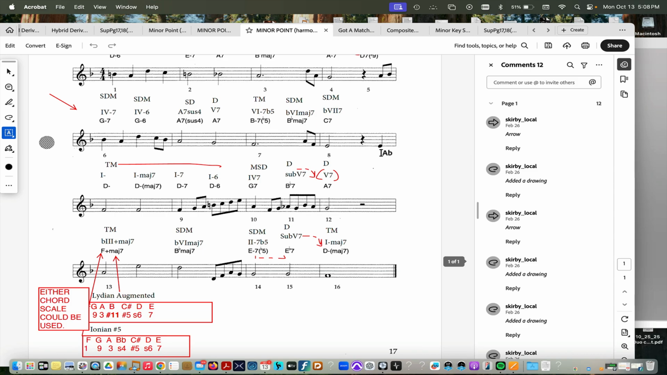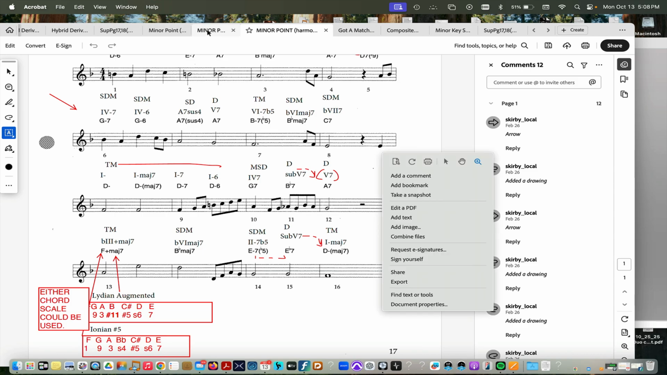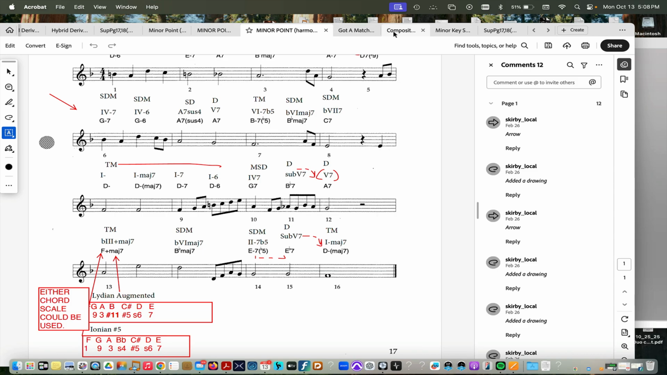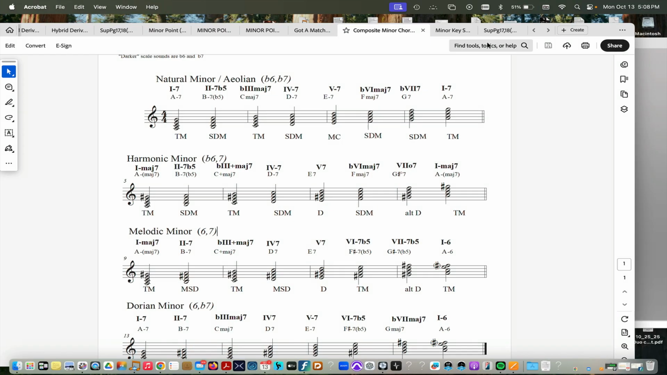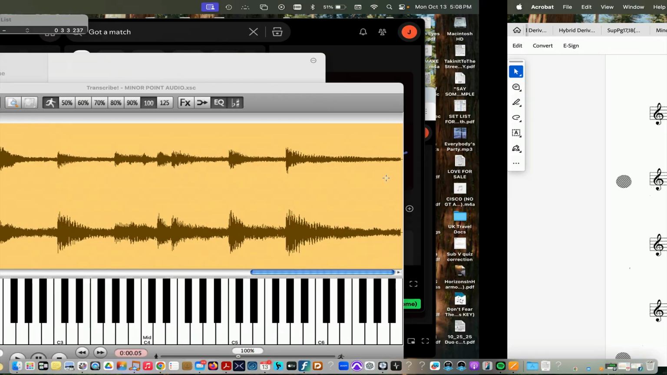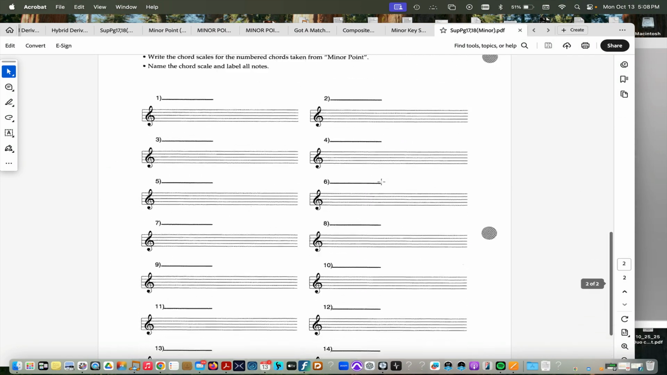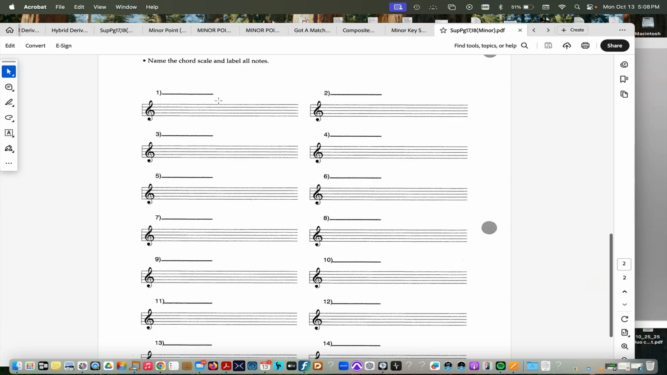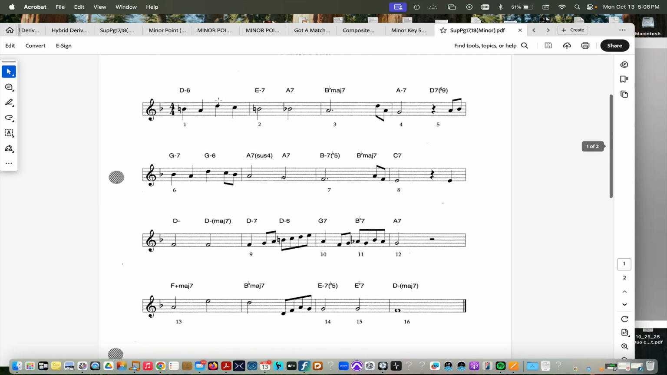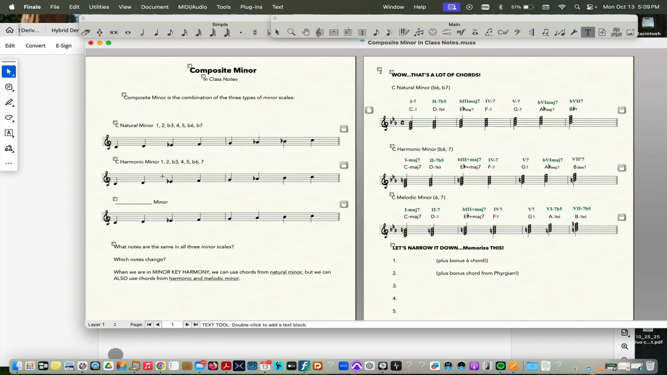So on the next page, you need to write the chord scales. Let's find that page. Here it is. Okay, so you have to do chord number 1, D minor 6. Clearly, that's a chord scale with a major 6 in it. And we know there's a couple of minor scales that have a major 6 in them. Let's look back at our chart here.